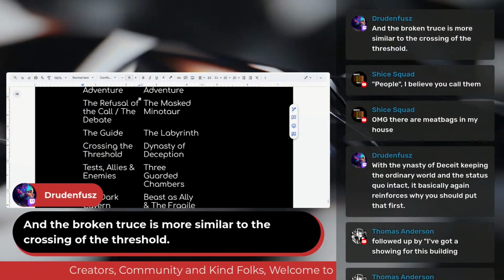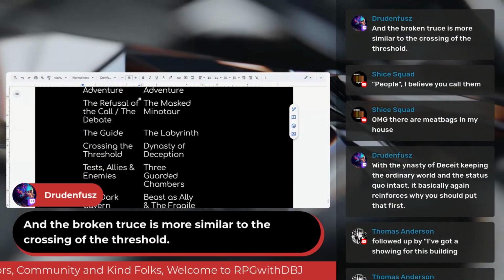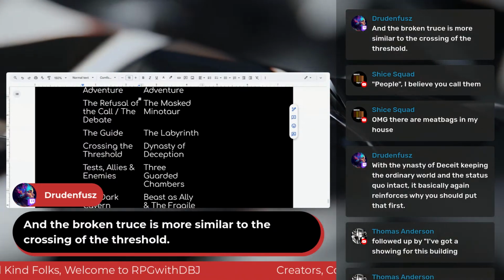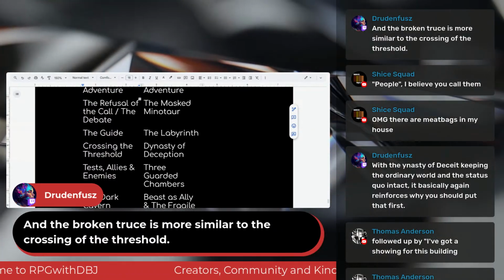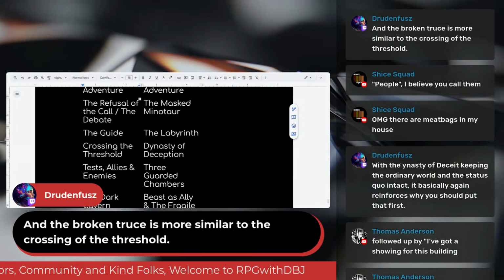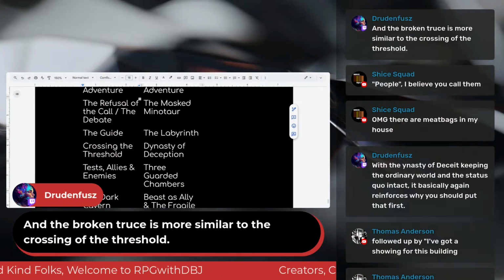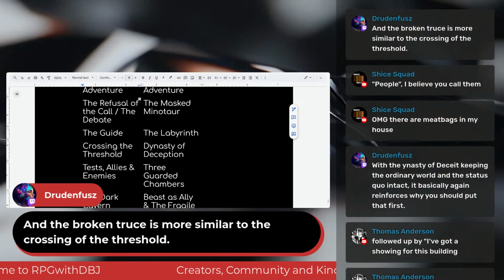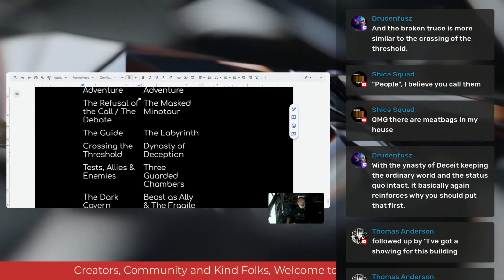Yeah, Drew mentions that the Broken Truce is more similar to the Crossing of the Threshold. I agree with that too. Like the Broken Truce could probably be, because there's more. It feels like there's naturally more steps in the Labyrinth than the journey, because it's a little more complicated. So maybe I have to accept that part.